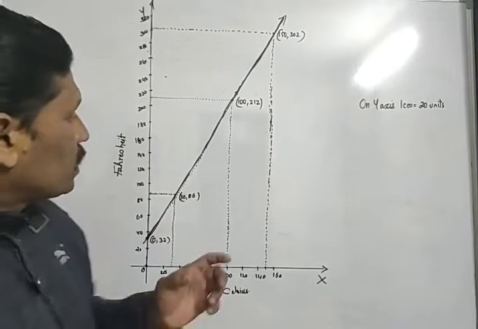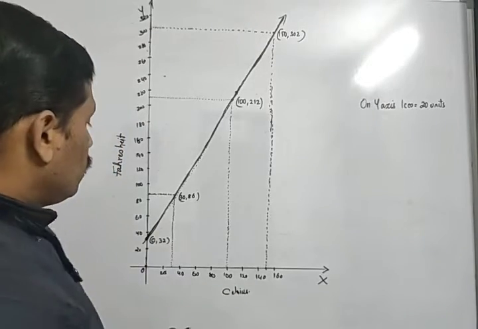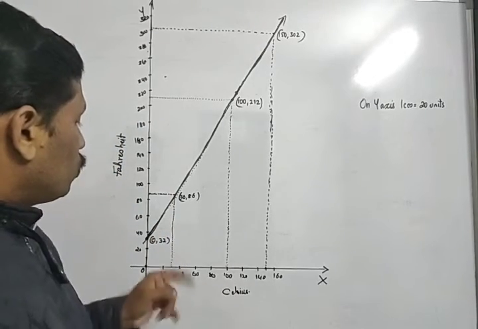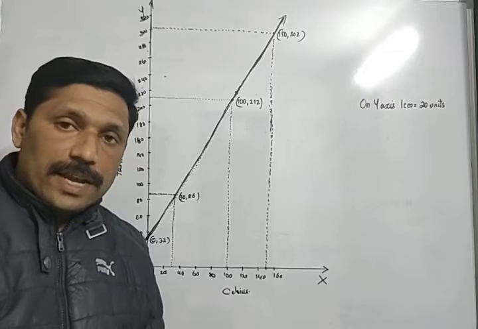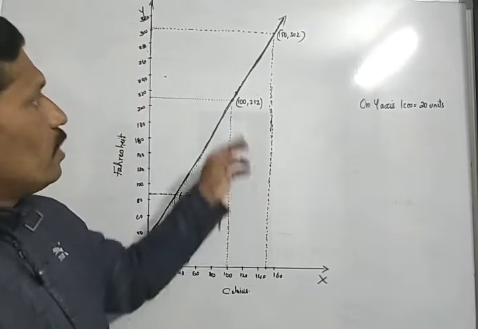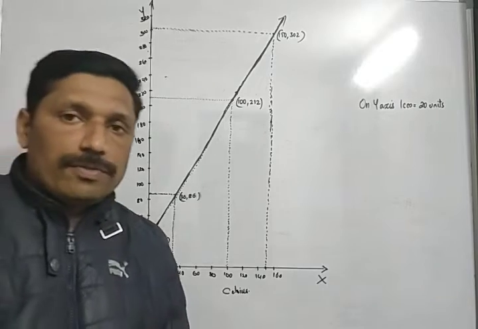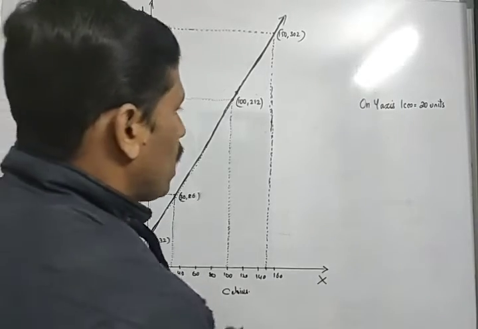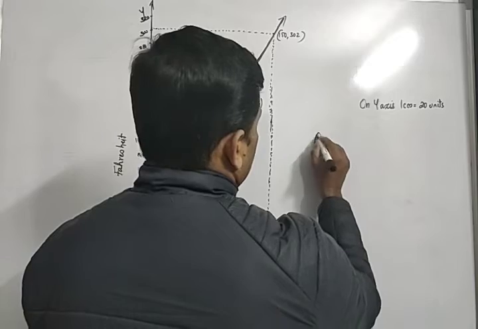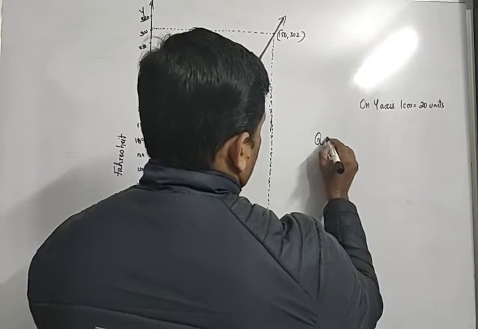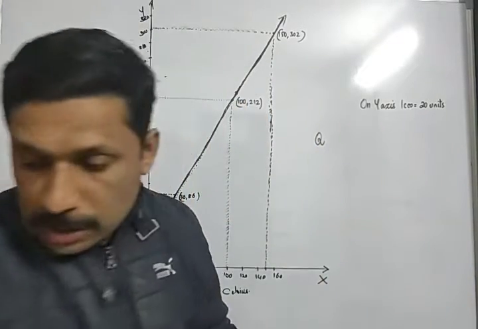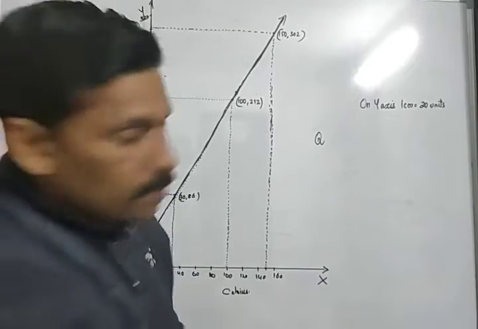So from this graph we have found out that when centigrade is 30, the Fahrenheit is 86 degrees Fahrenheit, and when Fahrenheit is 302, then centigrade is 150 degrees. So we can give the answer to question A. That question A answer is given.